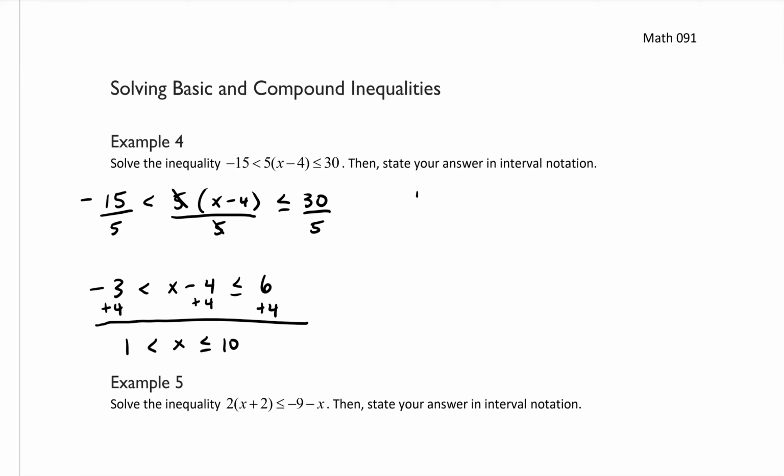So in inequality notation, our answer would be 1 is less than x, which is less than or equal to 10. And in interval notation, we would write parenthesis 1 comma 10 bracket. So that is how we do example 4.